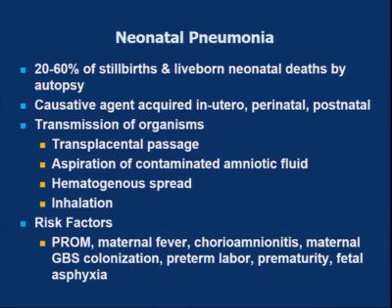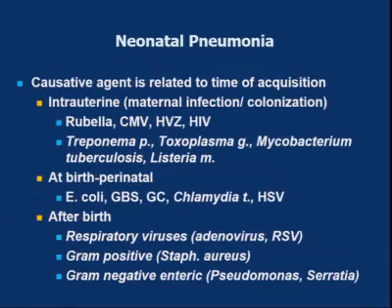So neonatal pneumonia, I'm going to go through this very quickly because Dr. Sabella will expand on this. It's more common than people think, especially in stillborns and babies who die in the NICU, 20 to 60% in autopsy specimens. The agents are acquired in utero, perinatally or postnatally. The transmission could be transplacental aspiration of contaminated amniotic fluid, hematogenous spread, which is the most likely source, or inhalation, which is less common. The risk factors are listed, and obviously PPROM and fever, chorioamnionitis, and GBS colonization are the most common ones. This is more common in preterm babies than in full-term babies.